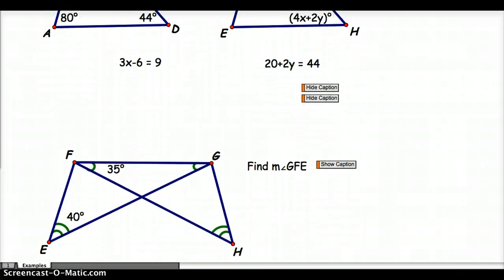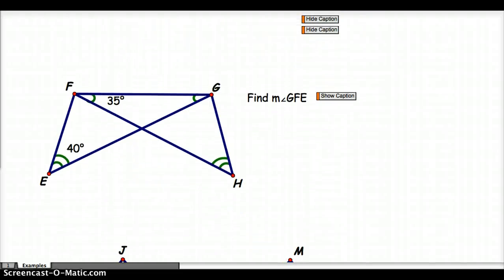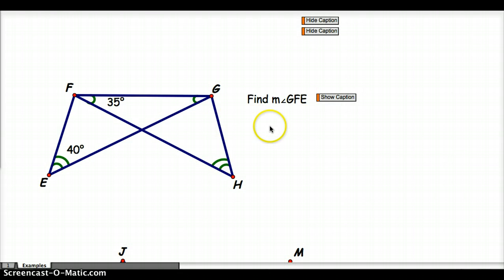Okay, and then finally, let's take a look at this one. Here we have, well, I don't want to tell you what we have because it'll kind of give away the answer, but you can look and see what you have here. And we want to figure out what the angle measure of GFE is. So find the measure of GFE, this angle measure right here. We know that these two angle measures are congruent at 35. We know this one is 40. And we know this one is 40. So how do I find the rest of this one? Go ahead and pause the video for a second and see if you can figure it out on your own.